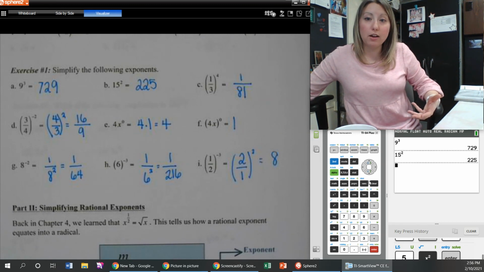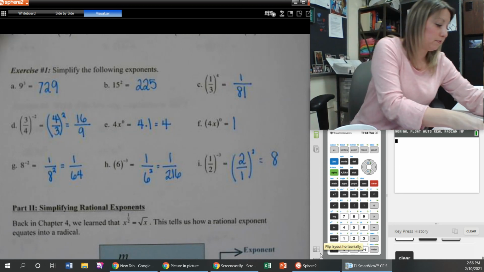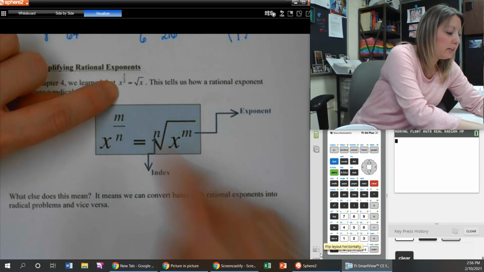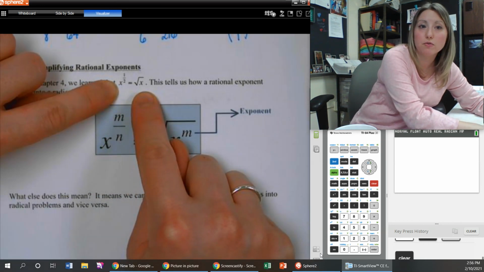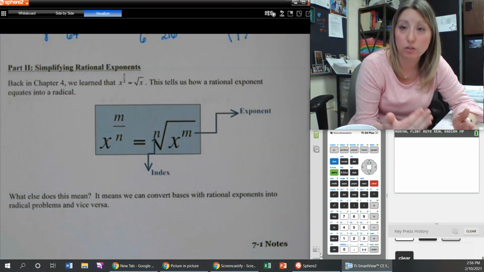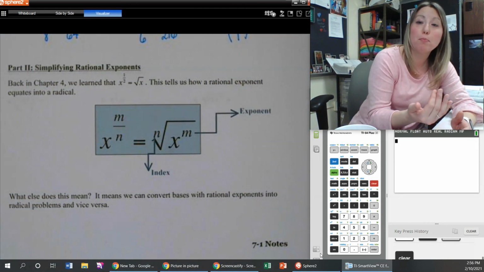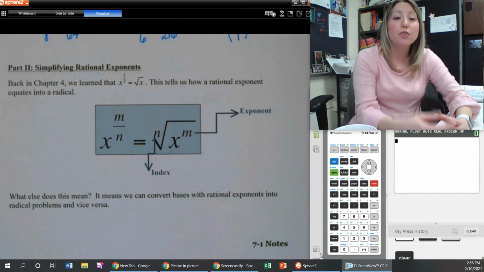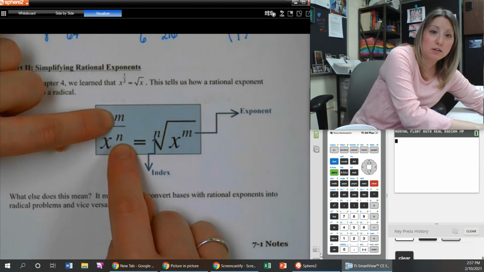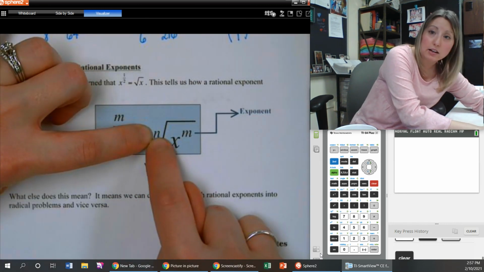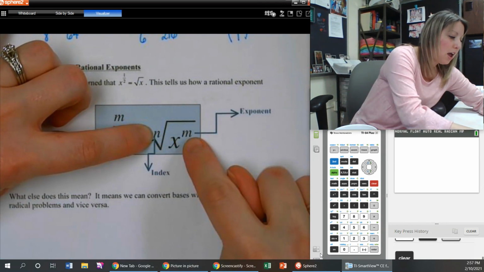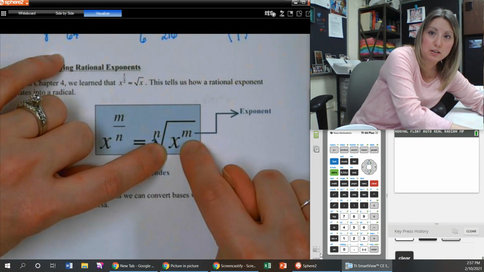So when I am looking at these, when I raise x to the 1/2 power, I'm really taking a square root. When I raise x to a 1/3 power, I'm really taking its cube root. When I raise it to the 1/4 power, I'm really taking its 4th root. The conversion is m over n, with n being your index on your radical, meaning what root number you are taking, and m being the exponent on your base in here.